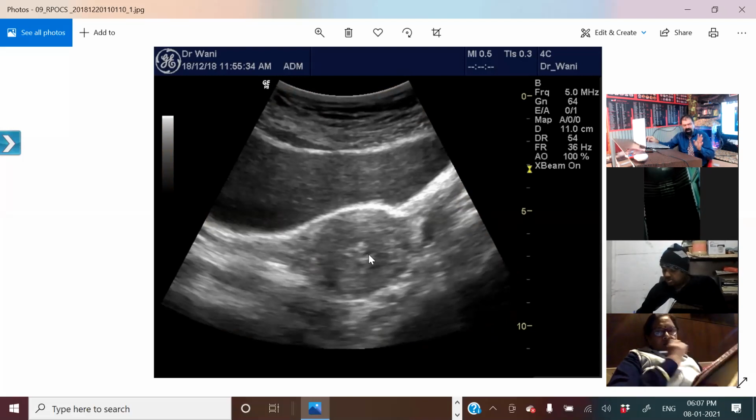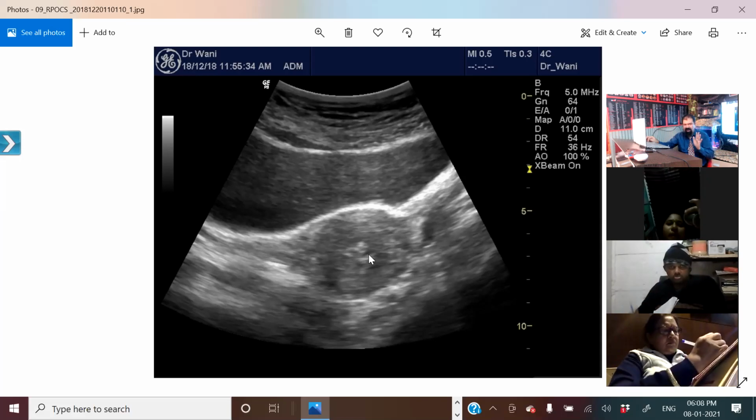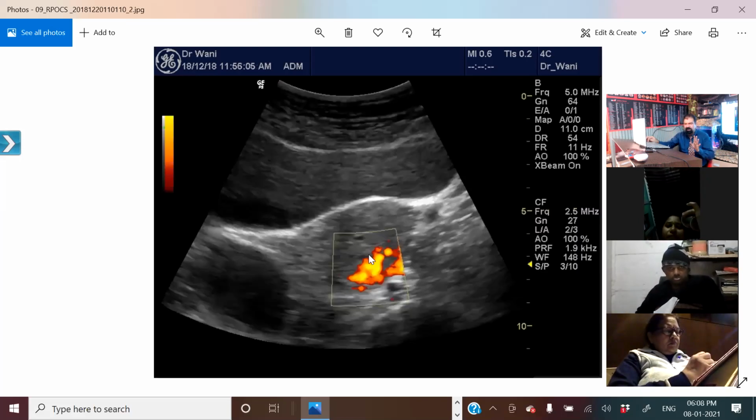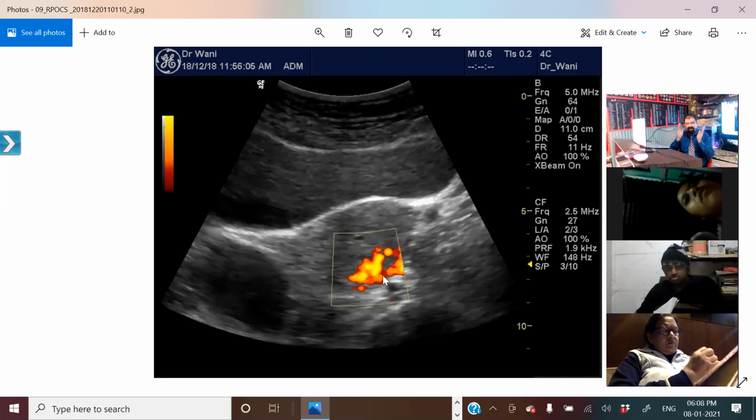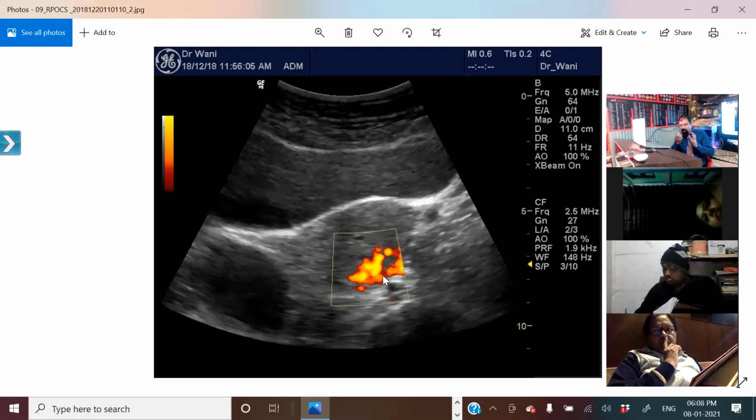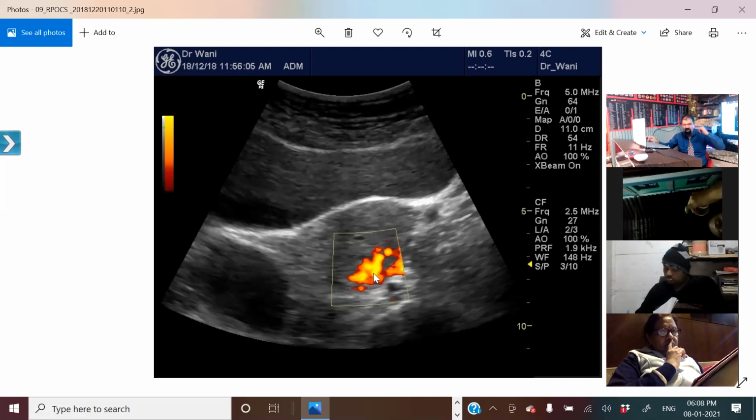Here, the master is color. Color is the master here. Without color, you cannot decide. So put your color, and if you see color over here, then it is RPOC. It is retained products, because there is still some trophoblastic invasion. That is why I am able to see these flows, this vascularity over here. And if there is no vascularity, then it is a blood clot.